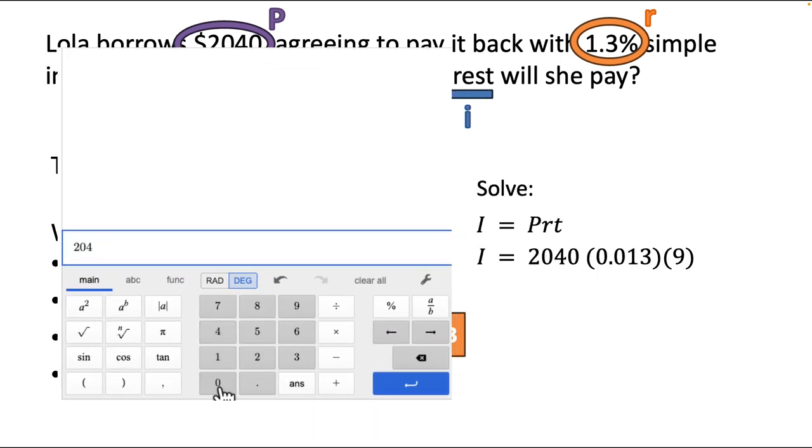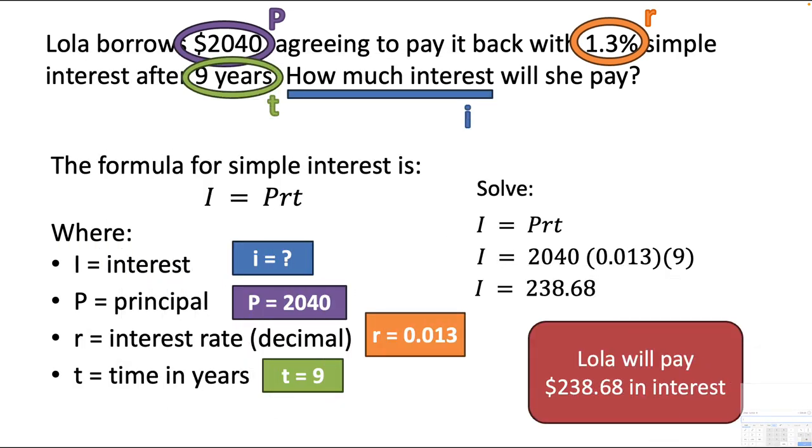So we need to take 2,040 times 0.013 times 9. And it looks like this gives us that I is equal to $238.68. This means that Lola will pay $238.68 in interest on the loan.